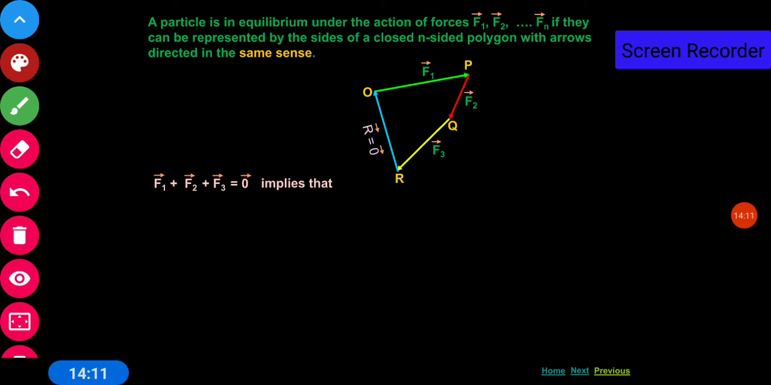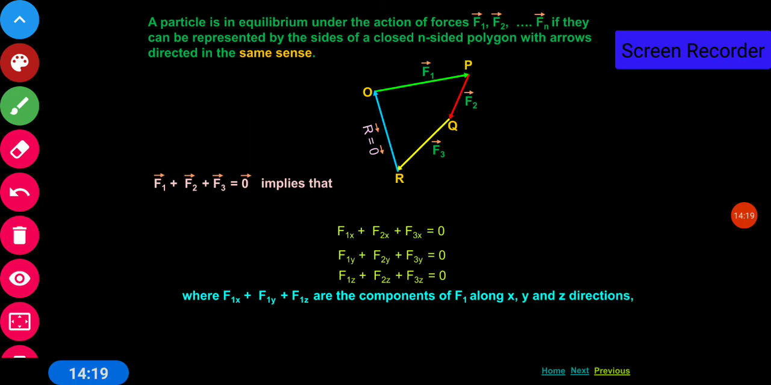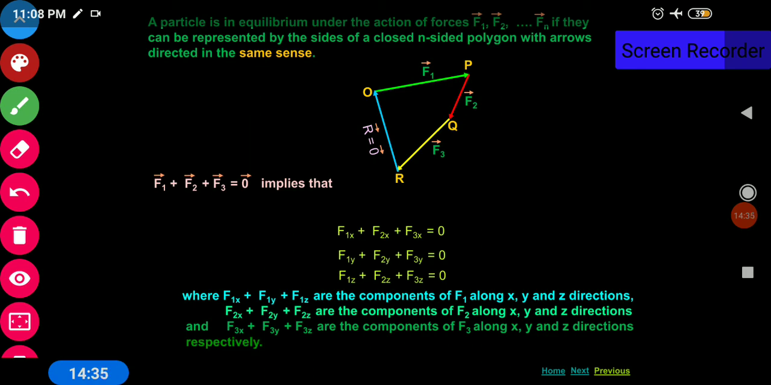So F1 plus F2 plus F3 equal to 0 implies that the sum of x components is 0, the sum of y components is 0, and the sum of z components is 0. Here x, y, z are the components of F1 along the x, y, z directions, and these are the components of F2 and F3 along the x, y, z directions. So the sum of all x components of all three forces is equal to 0, the sum of y components is 0, and the sum of z components is equal to 0 respectively.